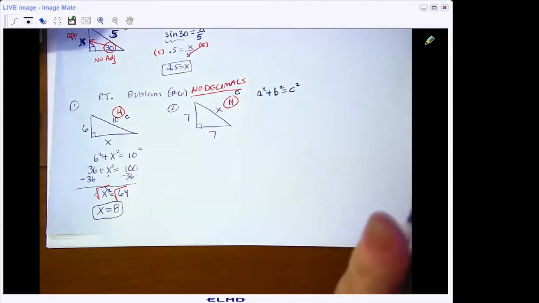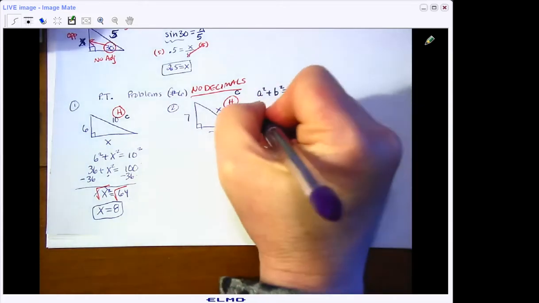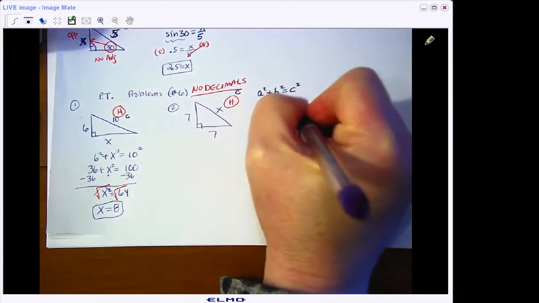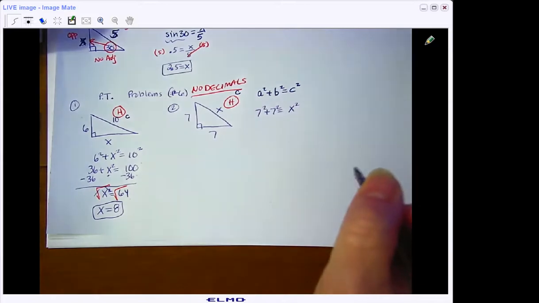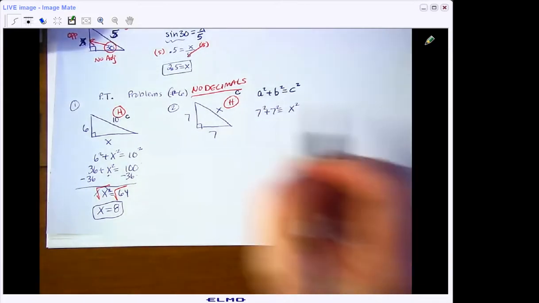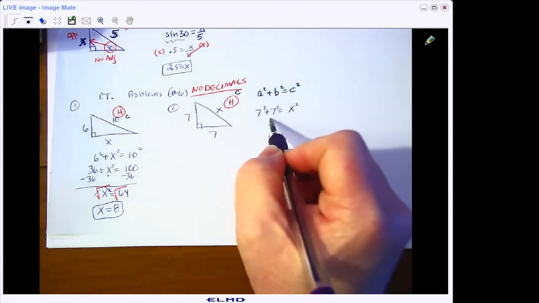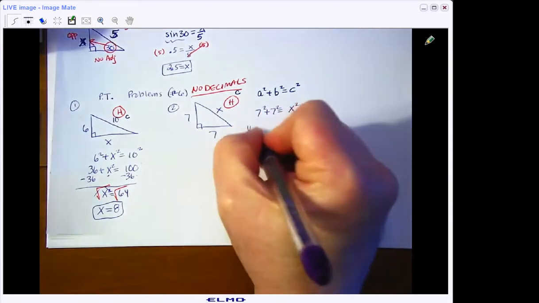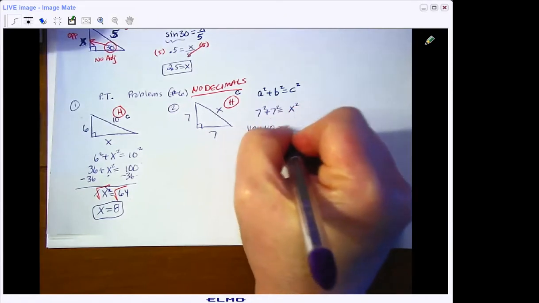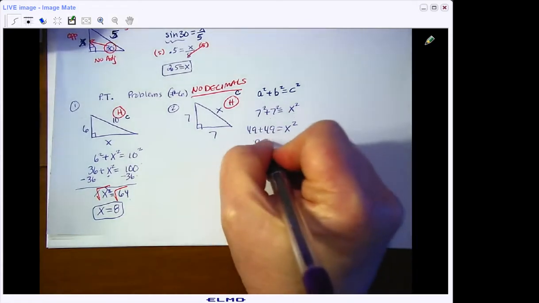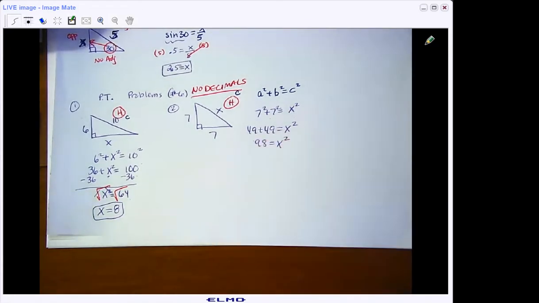Good. Some of you may recognize it, but I want you to have the practice of solving it. So we have 7 squared plus 7 squared equals x squared. Notice that the x squared is already over here all by itself. So we're going to square these and add them together. So 7 squared is 49 plus 49. 49 and 49 make 98 equal to x squared. I'll give you a chance to catch up.